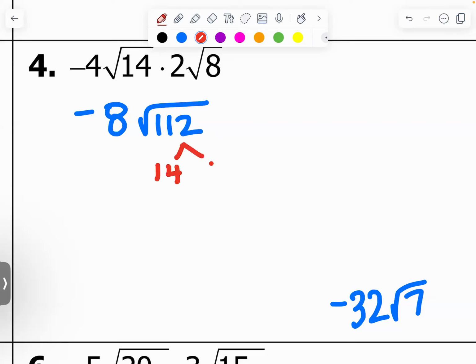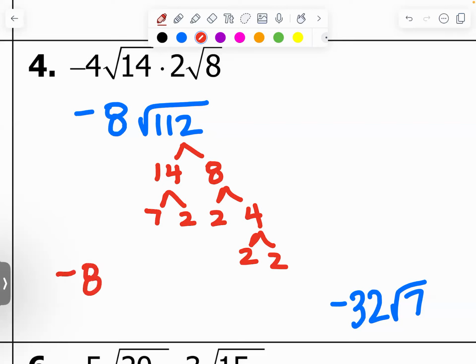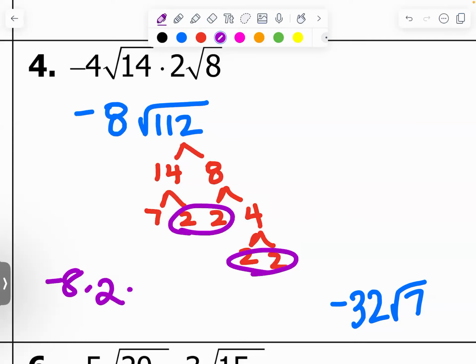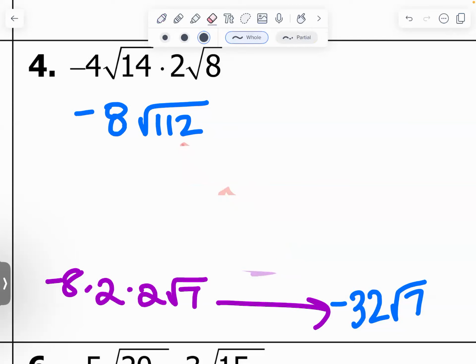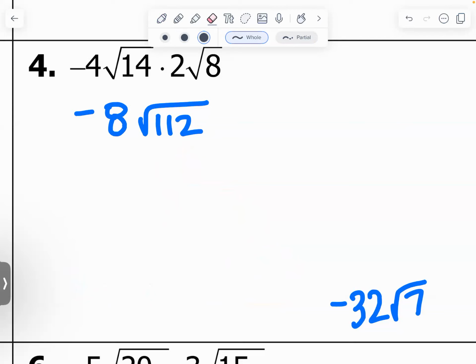obviously 14 times 8, right? And 14 is 7 times 2, 8 is 2 times 4, and 4 is 2 times 2. So if you don't want to think about the biggest perfect square, you can say, all right, I have -8. So -8, here comes out a 2, here comes out a 2, and 7 is the loner that stays underneath. So that is one way we can get to that answer. Otherwise, you're thinking of the biggest perfect square that divides into 112.